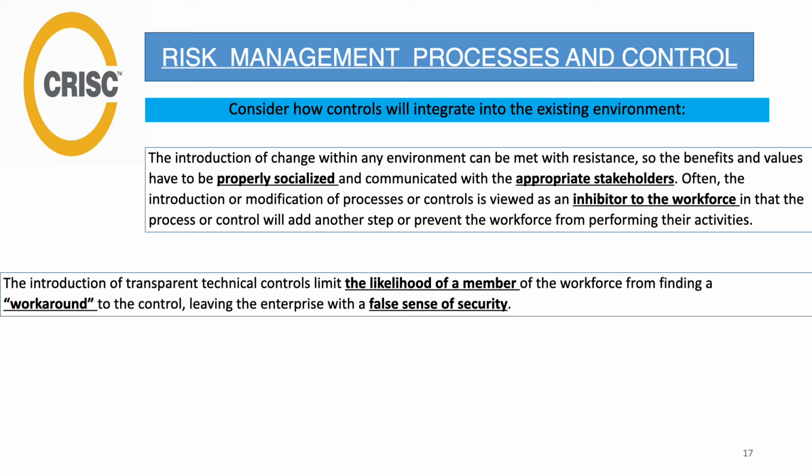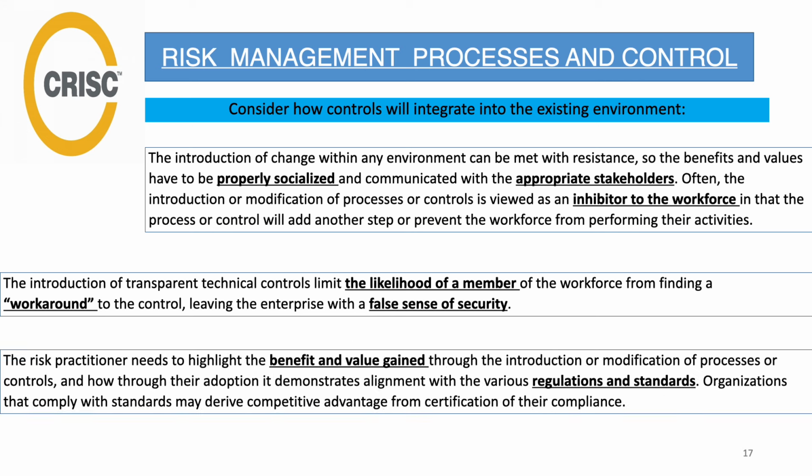Right? Transparent technical control generally reduces the perception that the implementation of the control and by extension, the risk practitioner is impeding the successful completion of their activities. They also reduce the likelihood that a worker will find a workaround to the control, giving the enterprise a false sense of security. Right? And at last, the risk practitioner needs to highlight the benefit and value gained. The risk practitioner must also emphasize the advantages and benefits of implementing or changing procedures or control, as well as how doing so shows compliance with the different laws and standards.